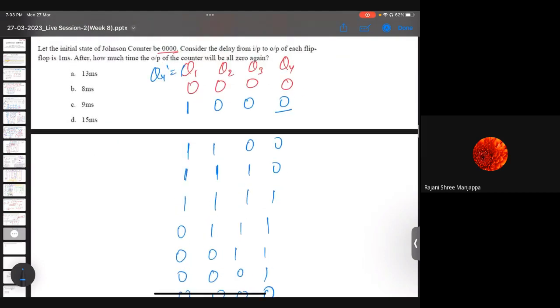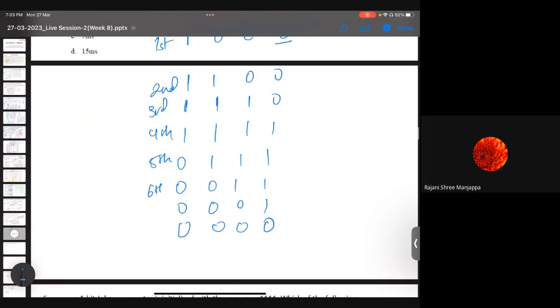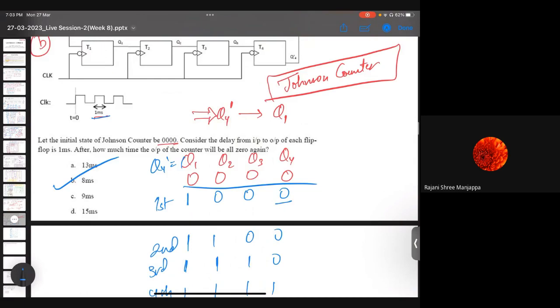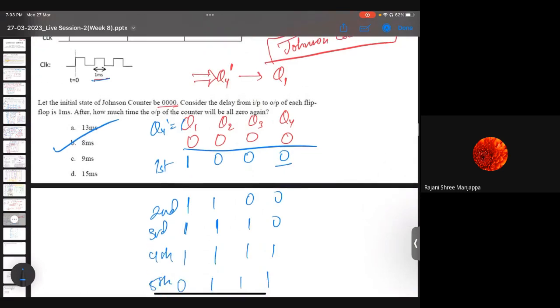So you can see it was the initial state. This was the first, second, third, and fourth. Then this was fifth, this was sixth, this was seventh. And after eight clock pulses, since the time period is one, the correct answer to this question is option B only. You are correct. Is it fine?